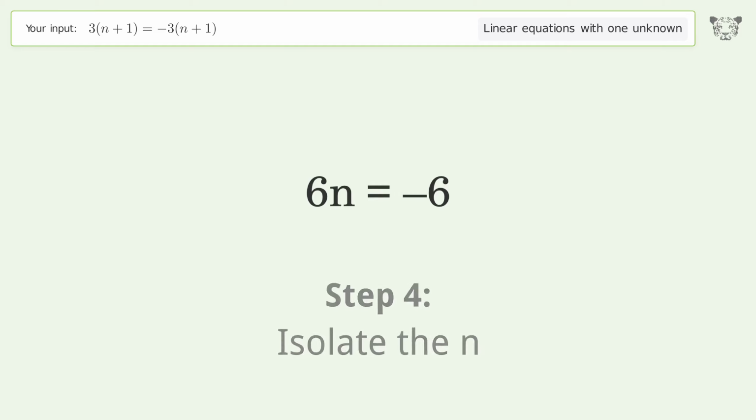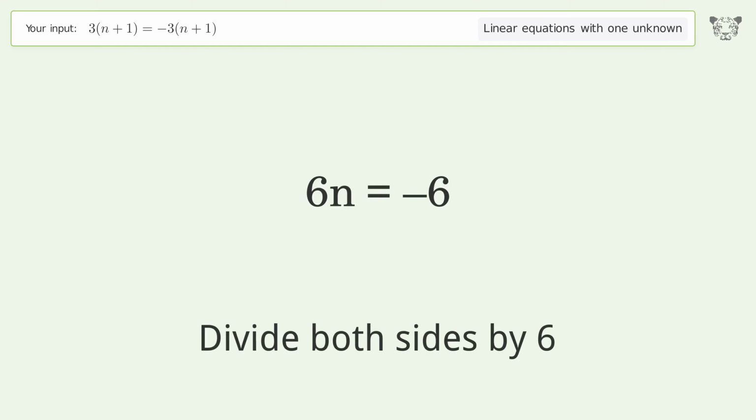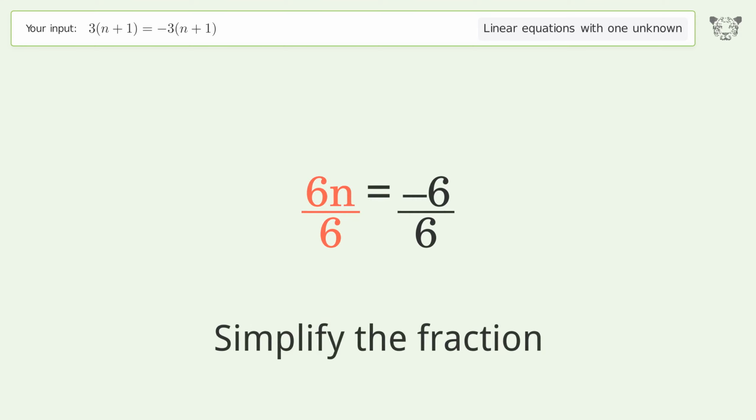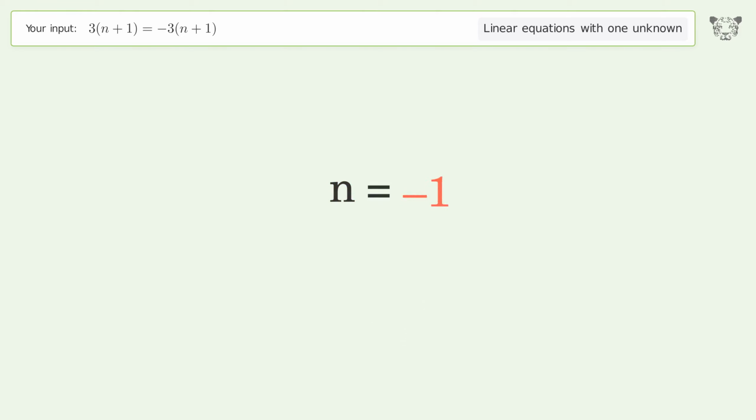Isolate the n. Divide both sides by 6. Simplify the fraction. And so the final result is n equals -1.